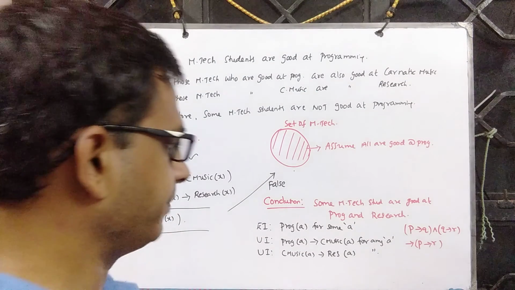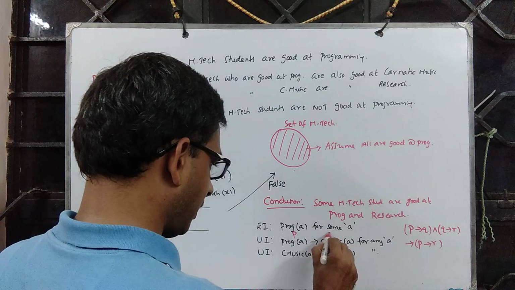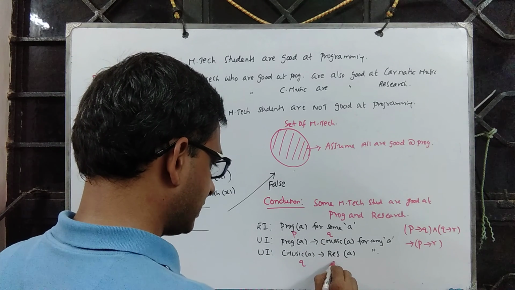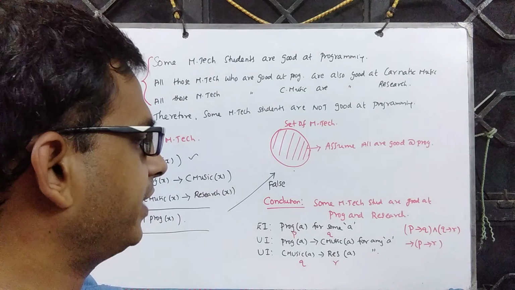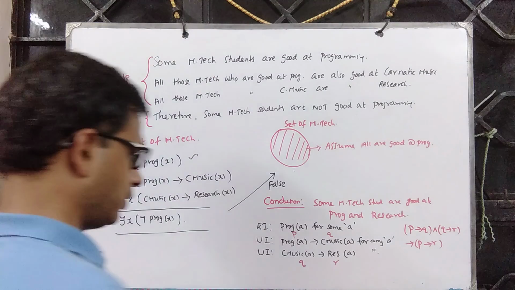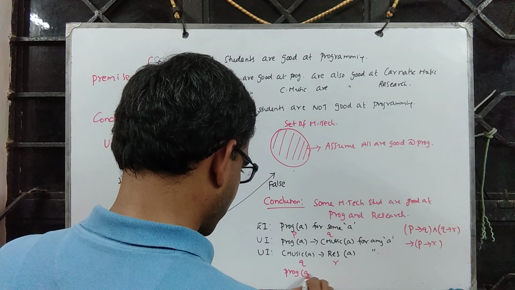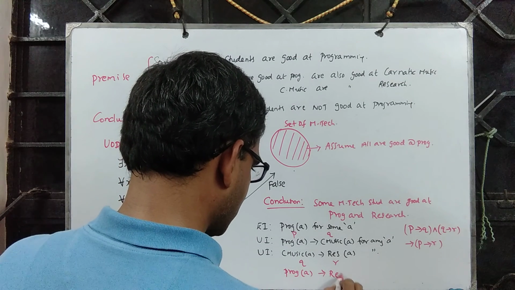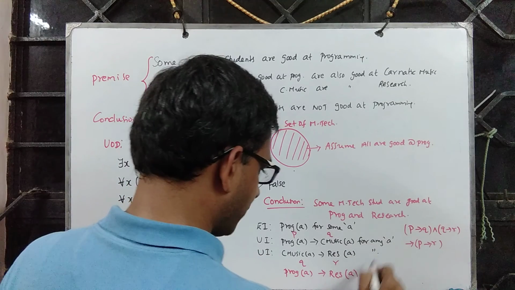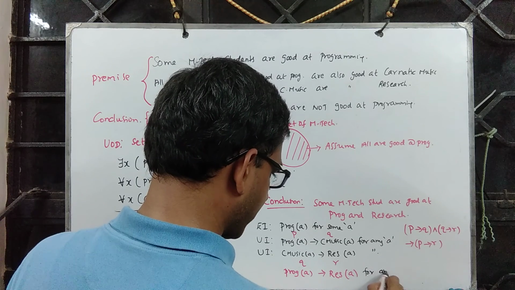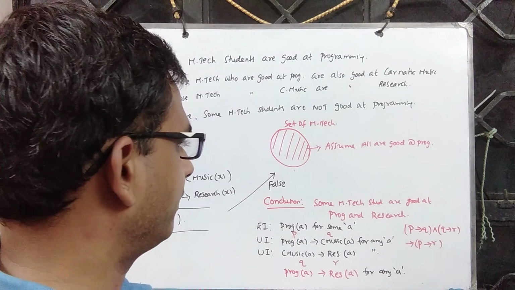This is a tautology. P implies Q and Q implies R. We see that P implies R. So, which means on simplification, we get programming of A implies research of A. And please note, these two are with respect to for any A. So, which means this is also with respect to for any A. Fine.